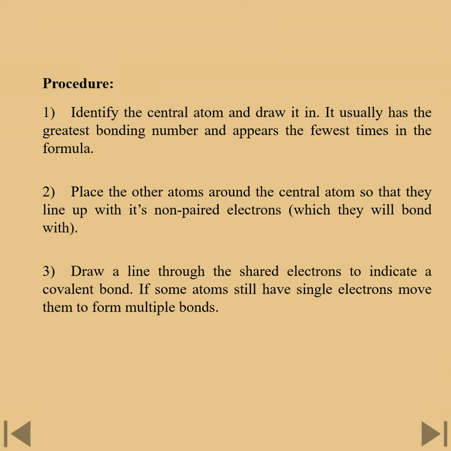Okay, after step 2, we're normally done if we only have single bonds, but if we have multiple bonds, then we're going to have to move some of those leftover single electrons in order to form additional bonds between atoms.